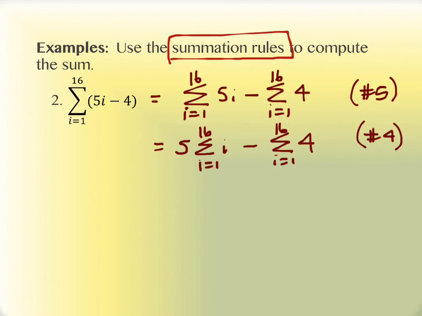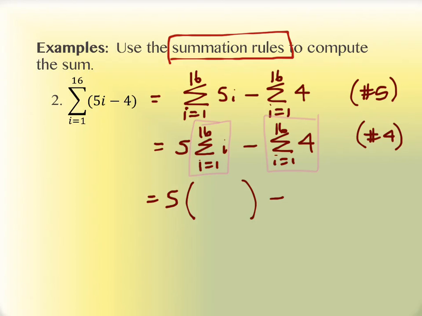This is as broken down as it gets. The 5 in the front is going to stay in the front until I have this summation right here. And I actually have the ability, with the rules that I have been given, to find this value and this value using properties 1, 2, and 3. So let's do the first one, the sum from i equal 1 to 16 of i. Which property is that? The second one. That's property number 2.